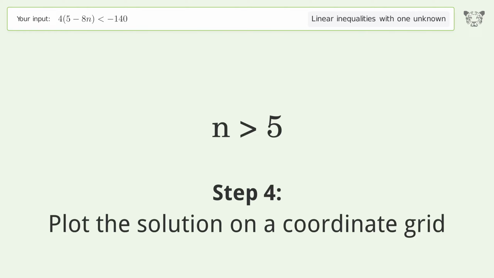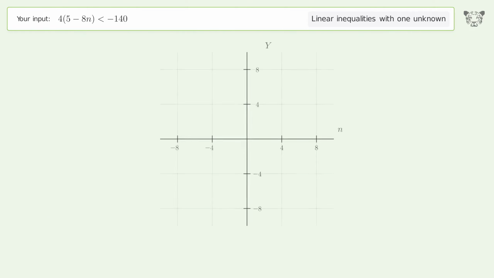Plot the solution on a coordinate grid. And so the final result is n greater than 5.